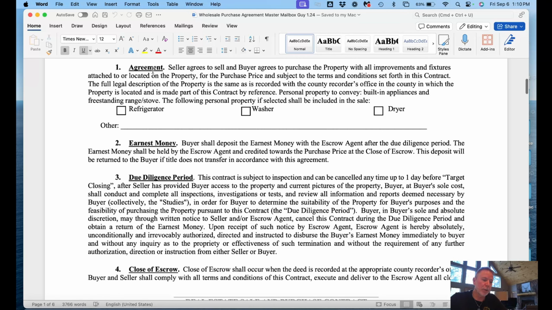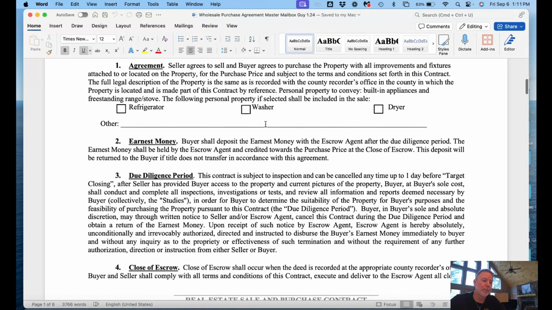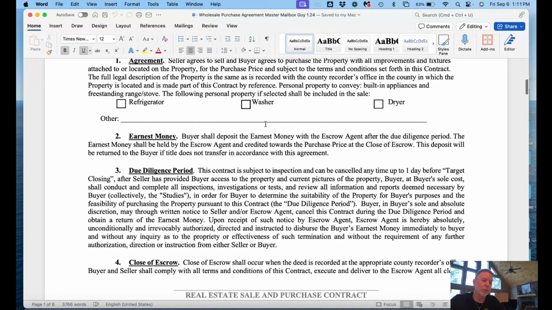The next part of this agreement: seller agrees to sell, buyer agrees to purchase the property, along with all the fixtures in there, the built-in appliances, as well as the freestanding stove and range. If they're going to leave other personal property, you need to check it here, such as refrigerator, washer, dryer, and write in anything else they are going to leave, so that you know it conveys to you.